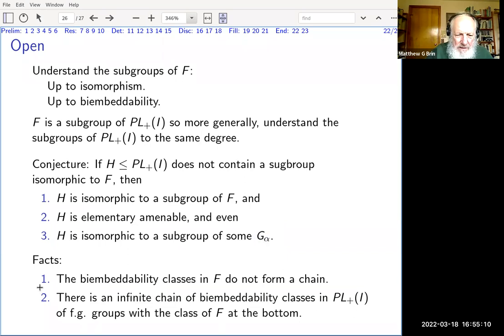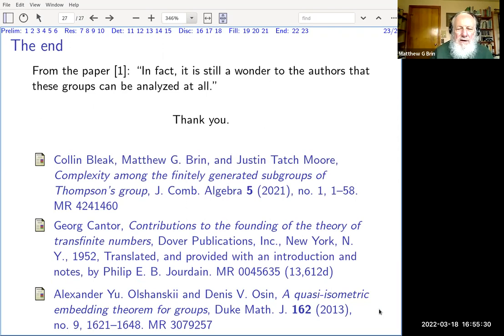And for groups that are bigger than F, there's not a whole lot known about that, but there is an infinite ascending chain of groups that are not biembeddable with each other with F at the bottom. And that's it. Thank you.